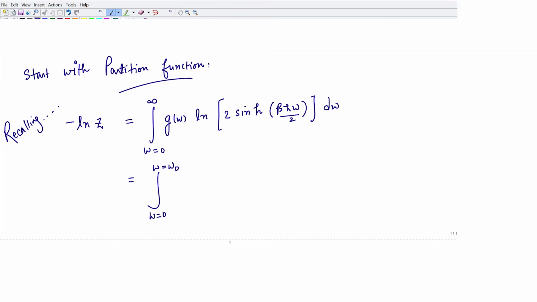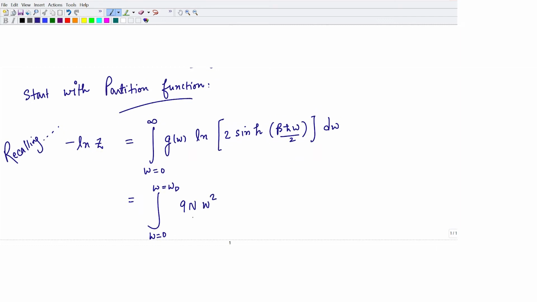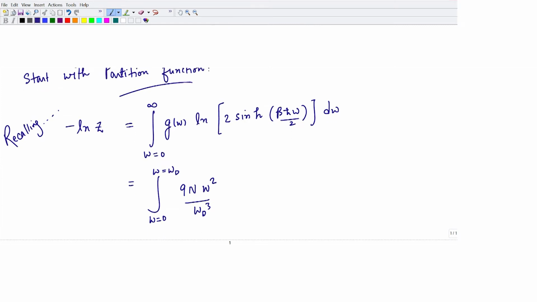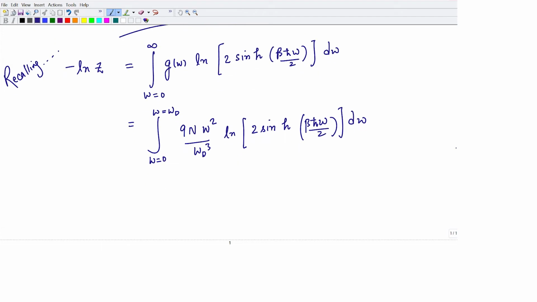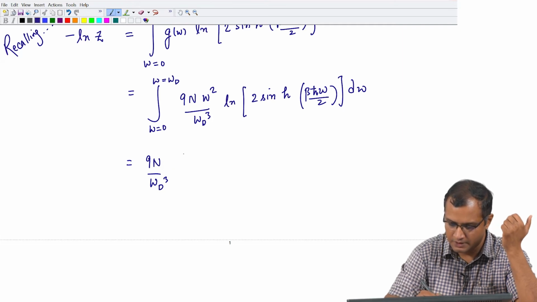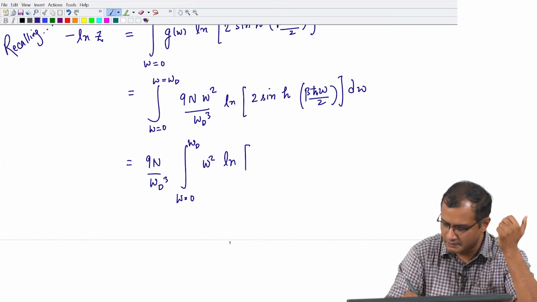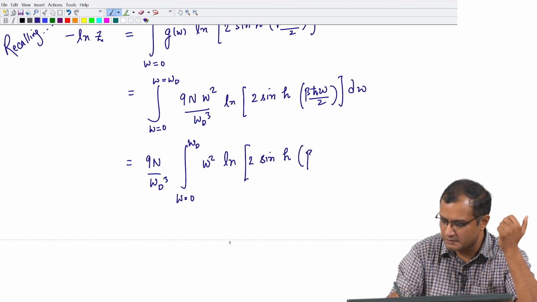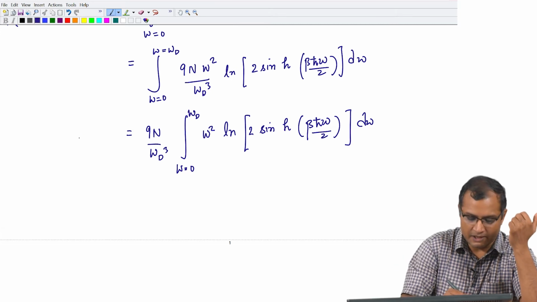So, your integral will now transform to integral 9N omega square by omega D the whole cube, and you have ln of twice sinh(beta h cut omega by 2) d omega. Okay. We can take out all these prefactors and write this as 9N by omega D cube, integral omega going from 0 to omega D, omega square ln twice sinh(beta h cut omega by 2) d omega. Now, this is my negative ln Z.